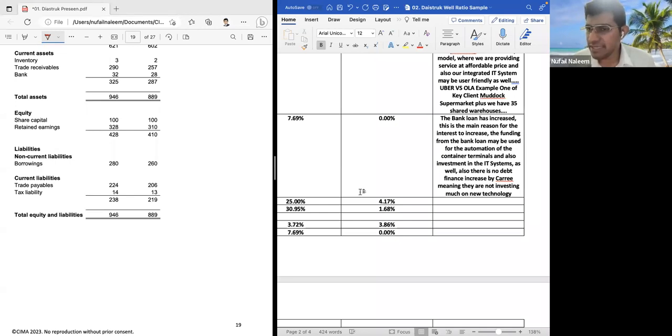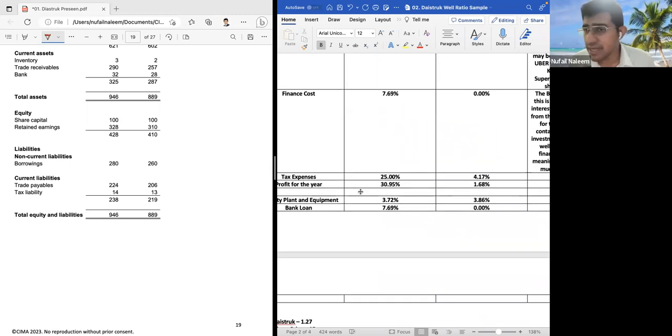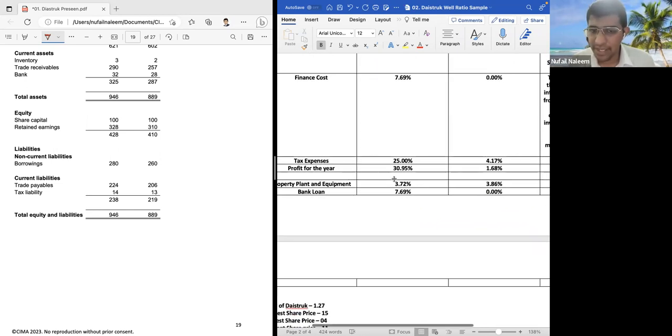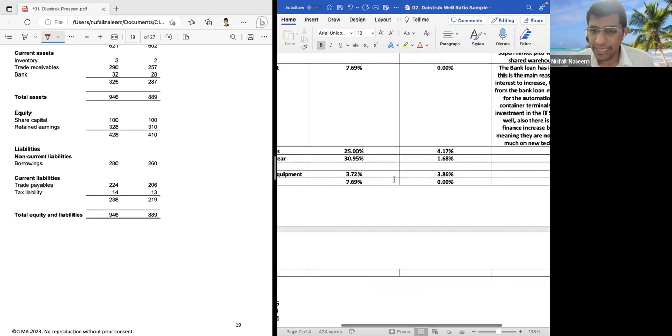Can I get a double Y in the chat box, students, if you understood our business model using numbers? Using numbers, you will get it very well. We are efficiently trying to increase our efficiency, make cost savings, and pass it to the customers. That is the model we are following, like Dell and Asus in the laptop market. Now, if you see, the tax expenses have gone up by 25% because our profits are going up, and profit for the year has also gone up by 30.95.